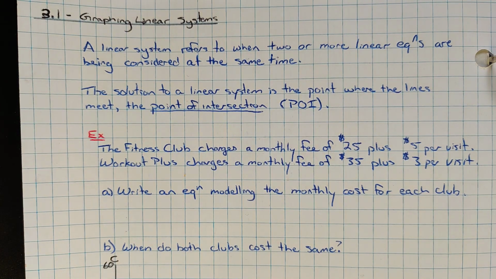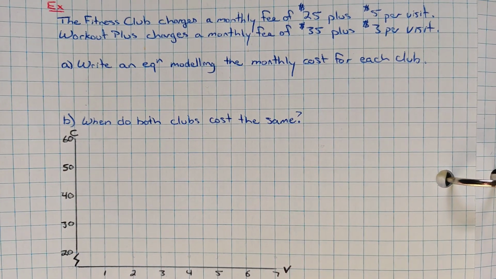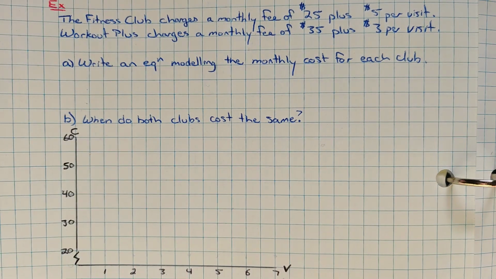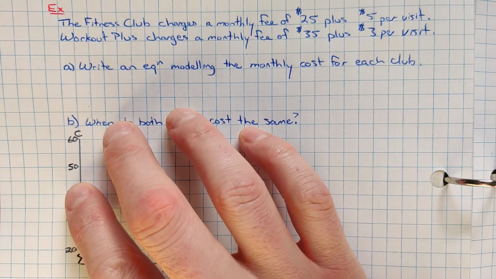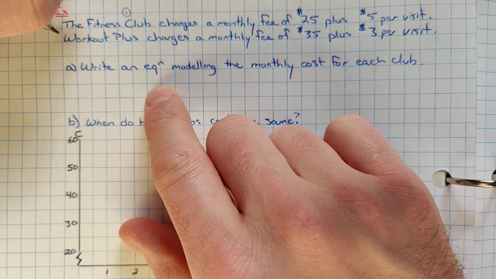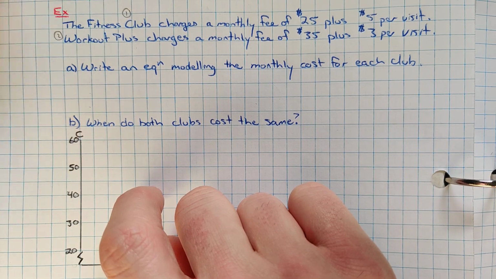So for an example here, we have a fitness club charges a monthly fee of $25 plus $5 per visit. Workout Plus charges a monthly fee of $35 plus $3 per visit. We want to write an equation to model the cost for each club, and then we're going to graph those to determine when both clubs cost the same amount. So our Fitness Plus club, we'll number that equation 1, and Workout Plus will be number 2.